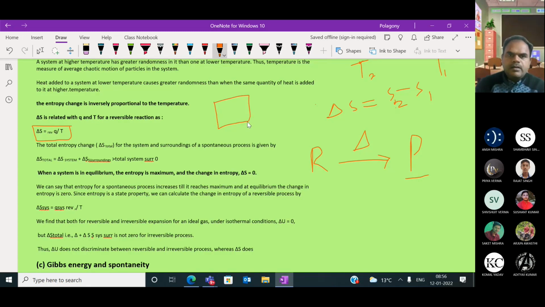That means any system that has entropy equal to zero. Do we achieve this? The entropy of the system is zero in what case? At minus 273, minus how much, 273 degrees Celsius. Yes, sir, 0 Kelvin. Or we can write 0 Kelvin temperature.